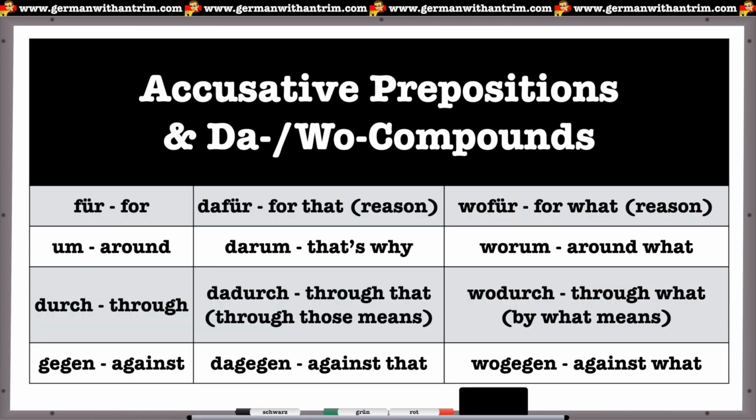Today we're going to tackle how to use the accusative prepositions in da and wo compounds. These include dafür, darum, dadurch, and dagegen, along with their question word counterparts wofür, worum, wodurch, and wogegen. You can't use da and wo compounds with ohne, bis, entlang, or wieder, so we'll just ignore those for today. I have a link in the description for a video that is just about these prepositions without da or wo being added to them, so if you want to learn more about them, click that link down there.